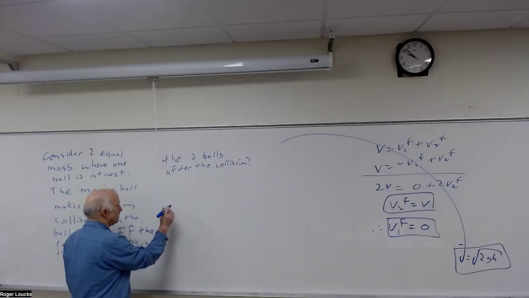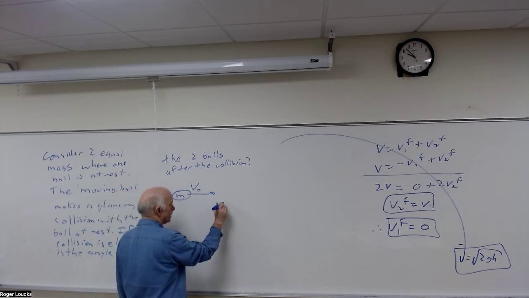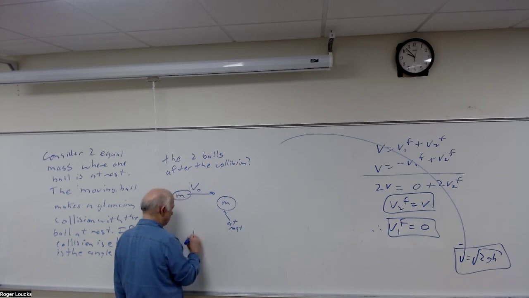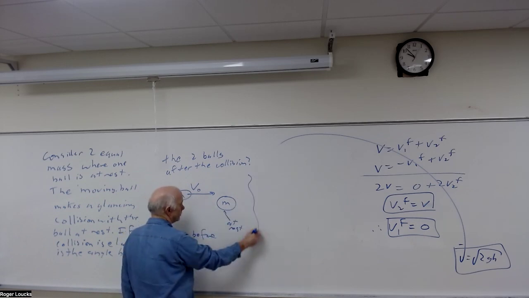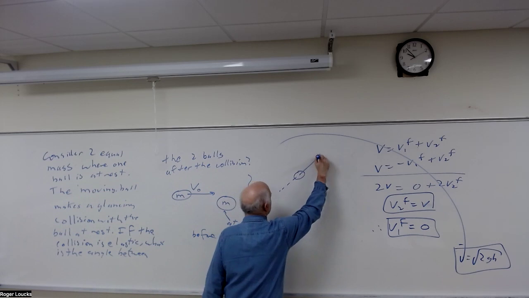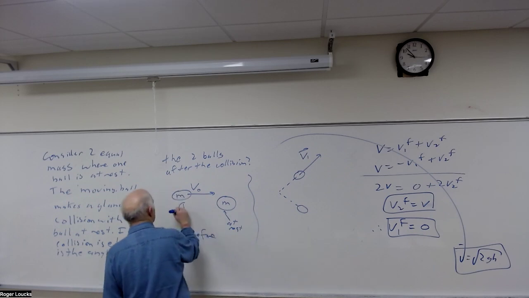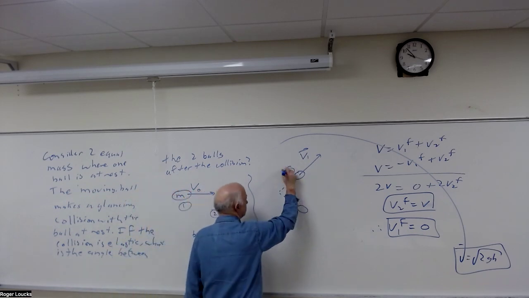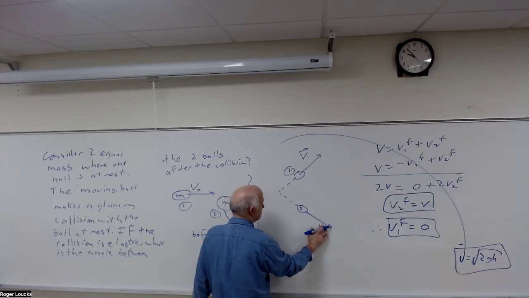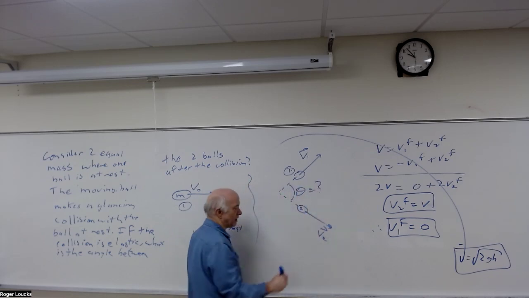Let's draw that picture. Now here's one ball, mass m, velocity v naught. Here's the other ball here, mass m. This is at rest. This is before. And after the collision, they make a glancing collision. So this one goes off like this, this is v1, and this one here goes off like so. This is the first ball. This is the second ball. This is the velocity v2. The question is, what is that angle?